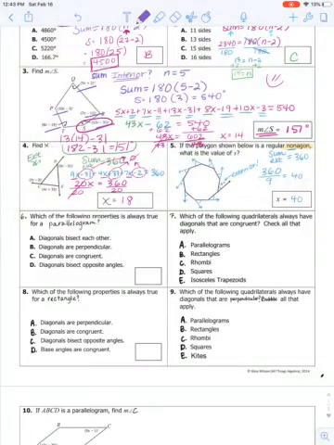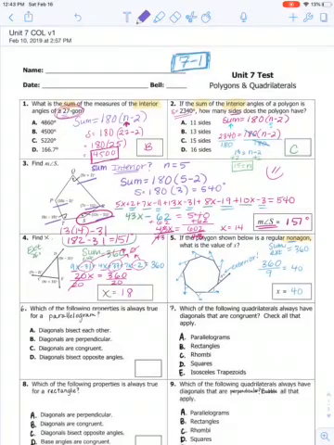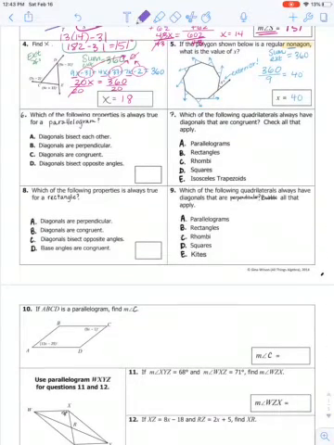Hello there, beautiful people. So this is going to be covering the properties. We're going to go over numbers 6 through 9 here, these lovely properties of all different quadrilaterals. So tune in for a very exciting time with Miss Coffee.